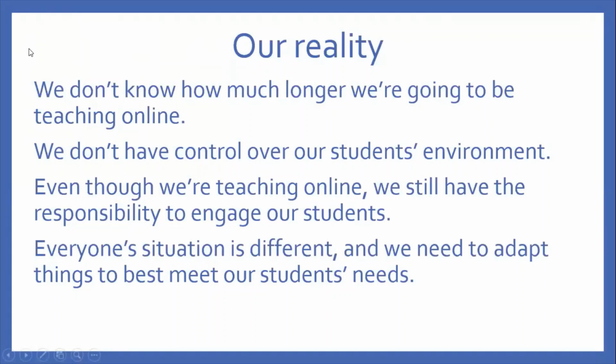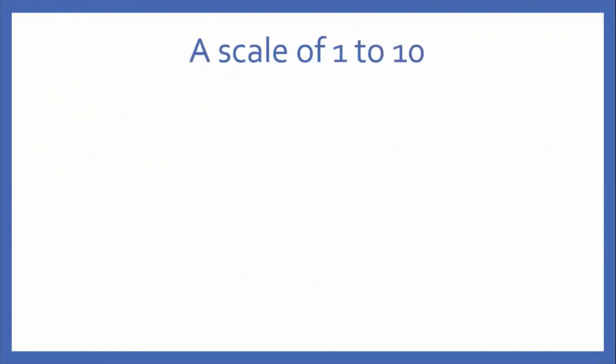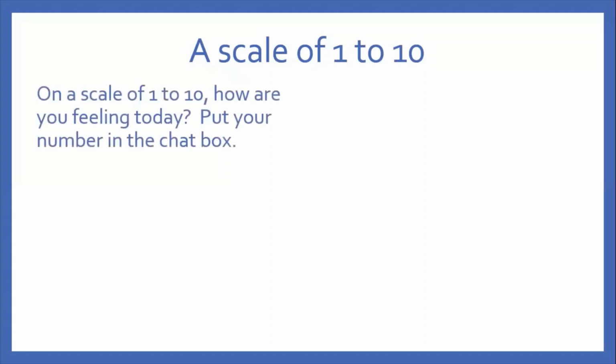All right, so these are the points that we had with our reality. I'll just show that for a quick second, what I was talking through. All right, okay. So what I'd like to do now is a quick activity called a scale of 1 to 10, right? On a scale of 1 to 10, how are you feeling today? I would like you to put your number in the chat box, right?